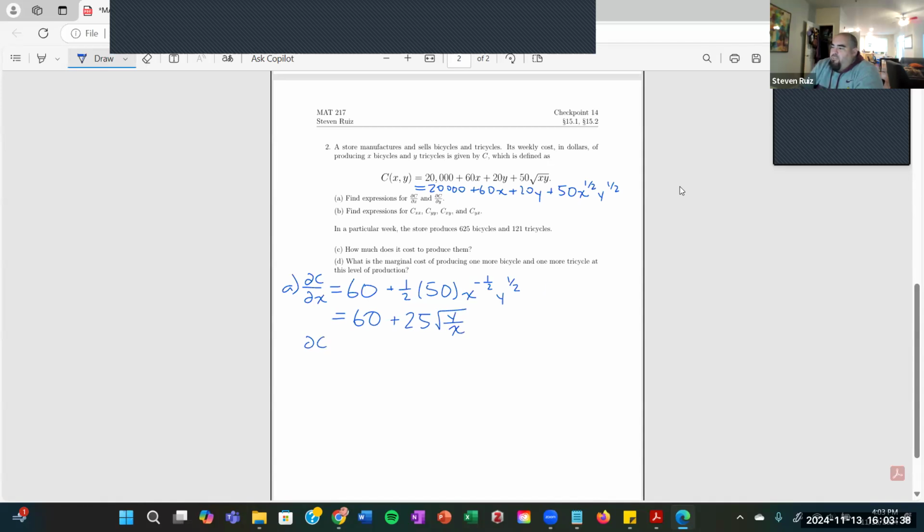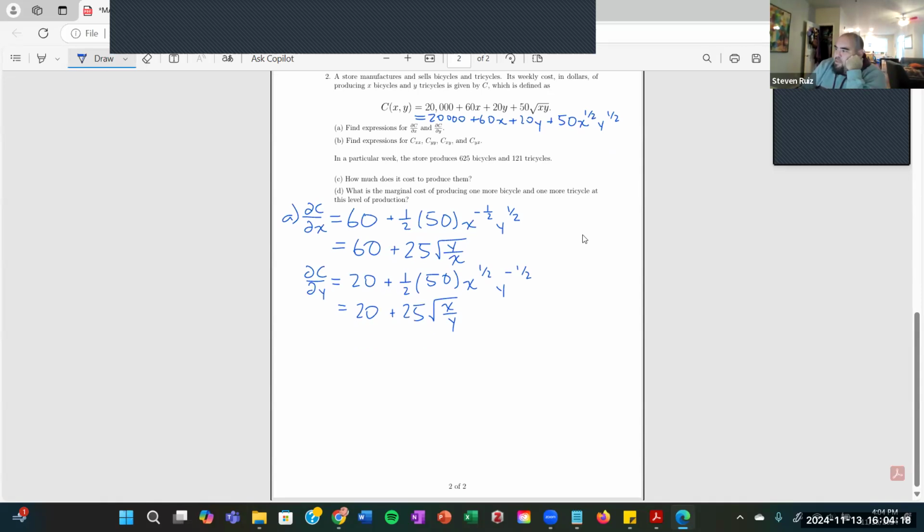All right, now let's do this partial. And we said 20 plus 1/2 again, but this time it's the x that's the constant. So 1/2 times 50, and this time it'll be x to the positive 1/2 because that gets left unchanged, and the y is the one whose power gets reduced by 1. And this one we can rewrite to be 20 plus 25 times the square root of x over y. So those are my good partials for A.